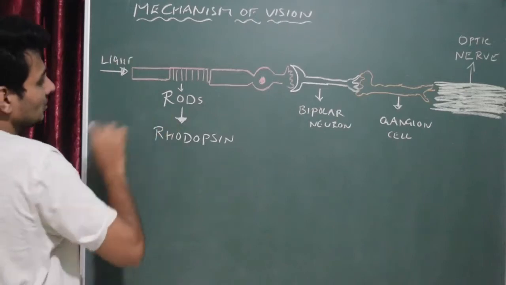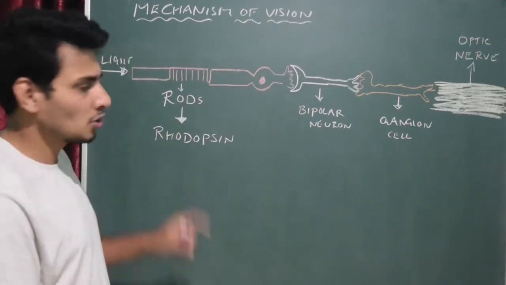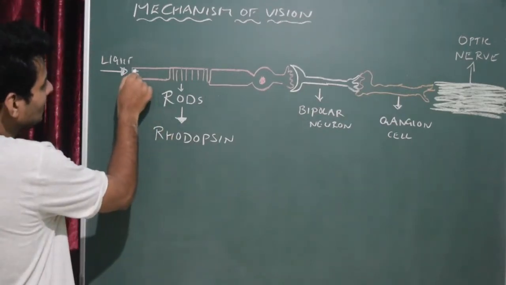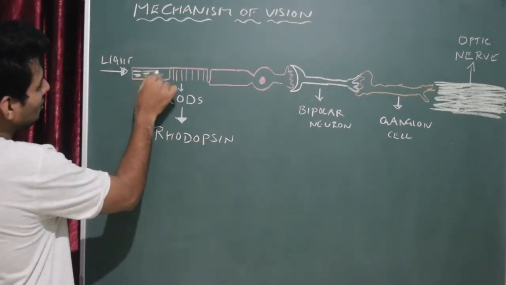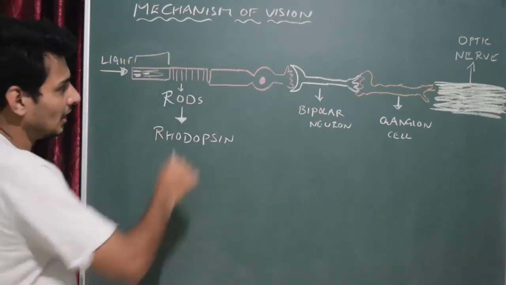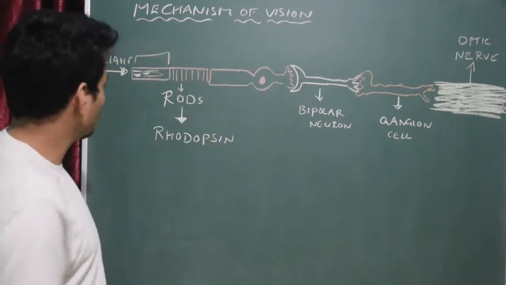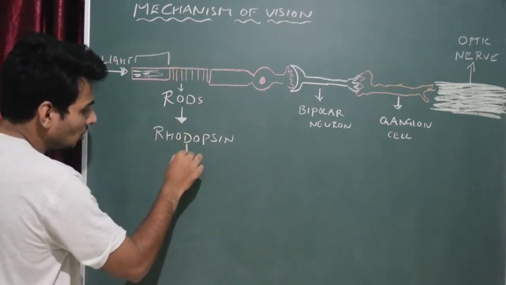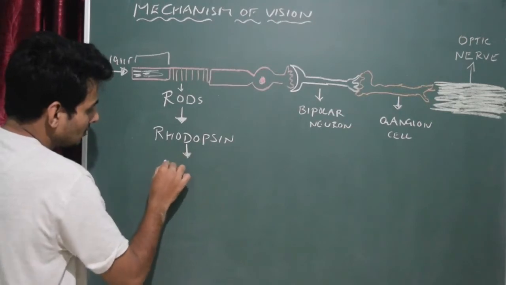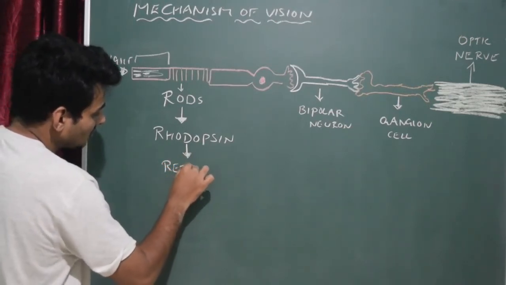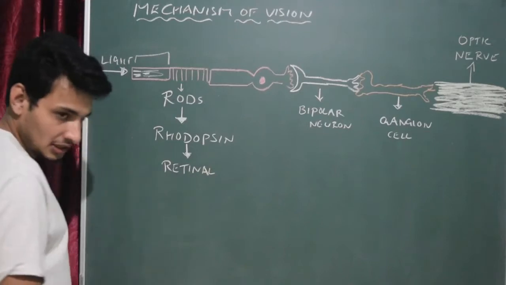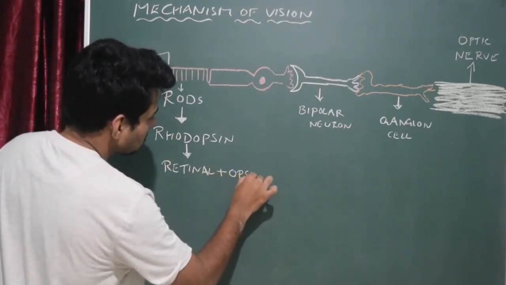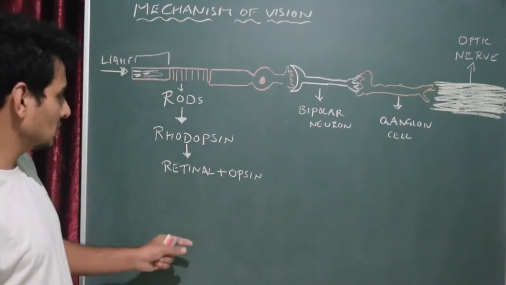When light hits the rods, for example, I did not draw cones, but both are actually the same, so it is not required. So when light hits the rod, here what we have, this is the outer region of the rod, correct, and this is the inner region of the rod. In the outer region of the rods we have rhodopsin. Rhodopsin is made up of a component called retinal, and it is also made up of another protein called opsin. So retinal and opsin make rhodopsin.